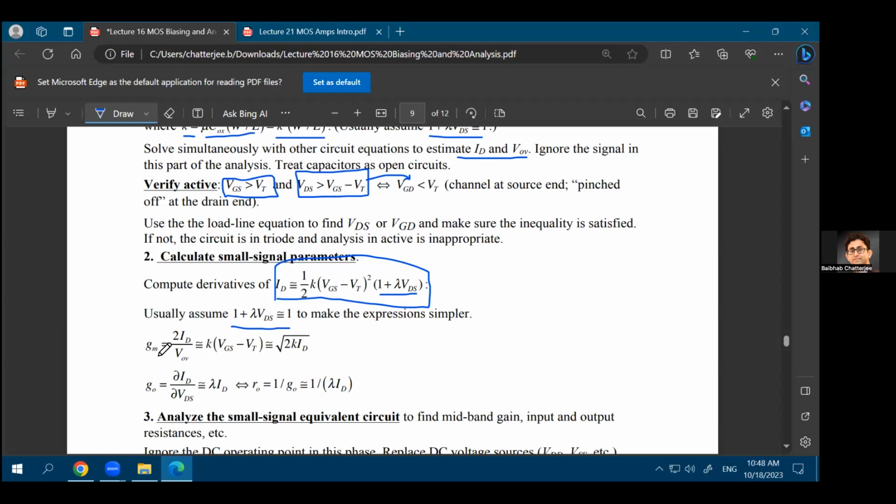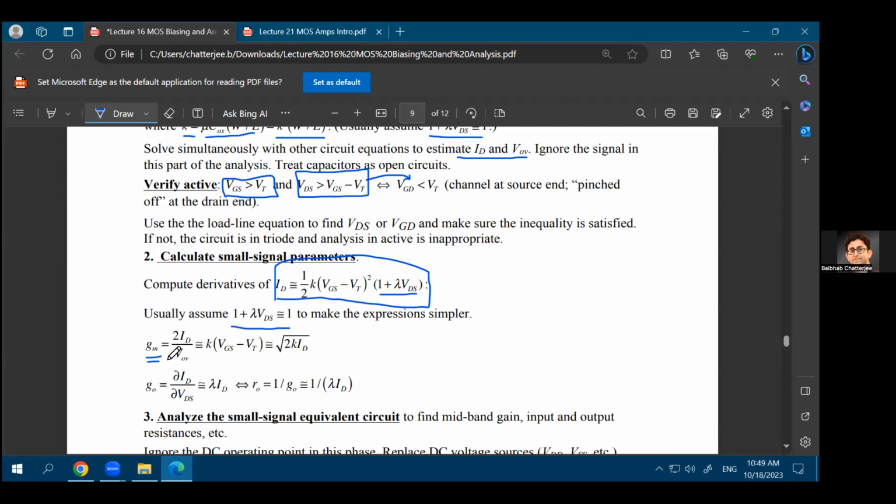Your GM is basically a derivative of your ID equation with respect to VGS. So if you take a derivative of your ID equation with respect to VGS, you'll get your GM, or transconductance. Remember, this is transconductance, which means that one quantity will be at the input and the other quantity will be at the output. That's why we are calling it trans. It is transferring one quantity at the input to another quantity at the output.